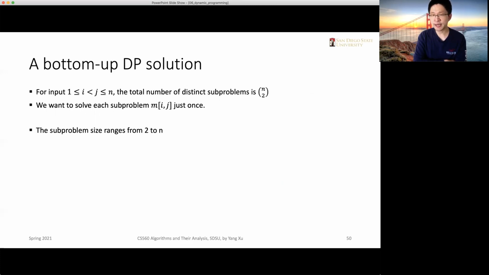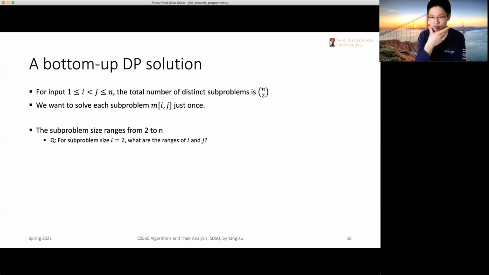So let's consider the sizes of the subproblems. What is the smallest size of a subproblem? Obviously it's not 1, because if it's just one matrix, no computation is needed. So the smallest subproblem has size 2, which means there are 2 matrices in it. For subproblems of size 2, how many distinct subproblems are there?